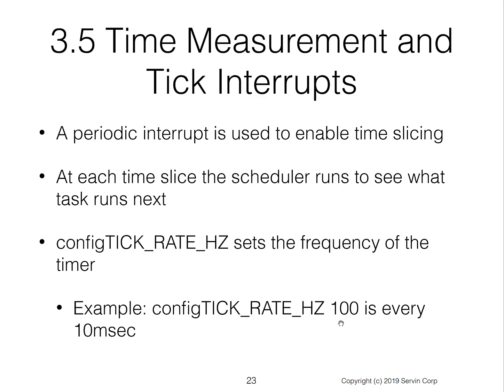Here's an example. Config tick rate hertz 100. That would mean every 10 milliseconds, it's going to look and see what needs to run next.